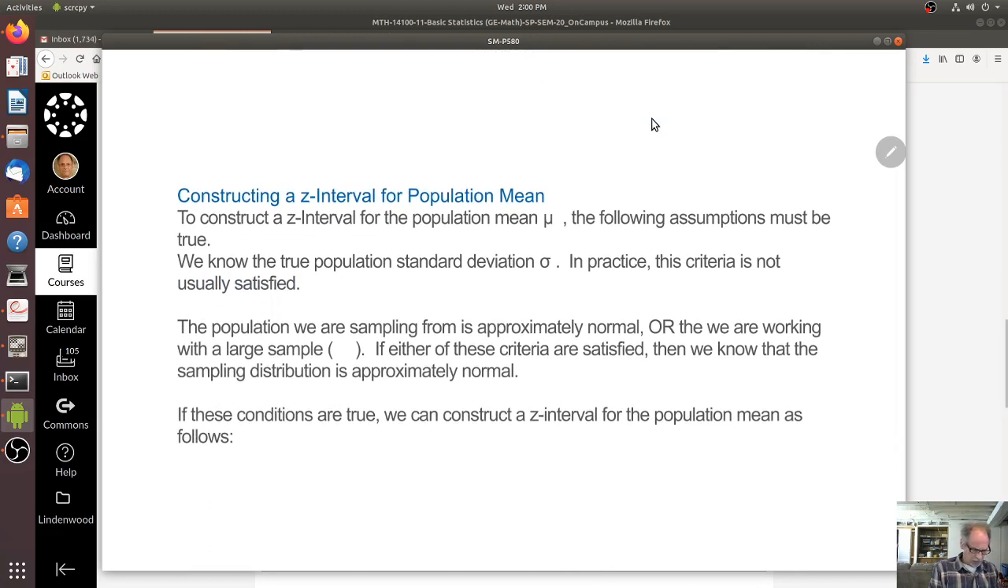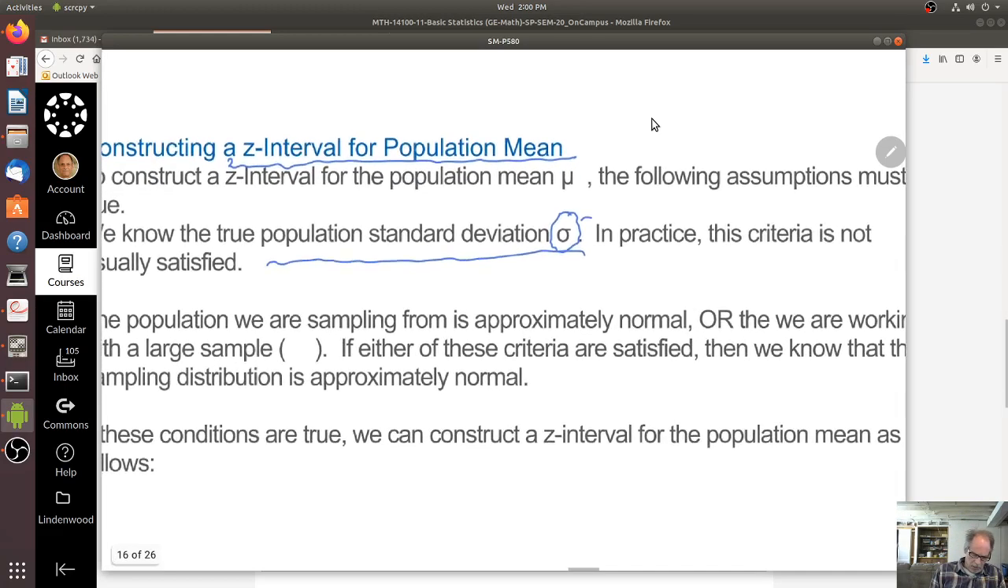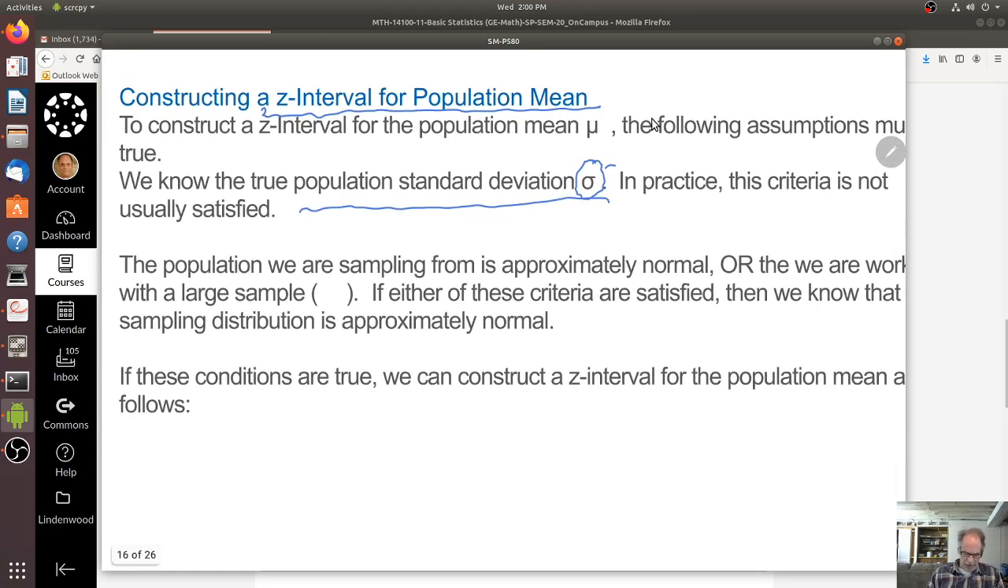Constructing a Z interval for a population mean. All right, what do we do? We have to assume that we're given in the problem the standard deviation of the population. The spread, we don't know the average of the population in this case, and we're supposing that we know the standard deviation. You can see that doesn't make much sense, but we'll think about it anyway.